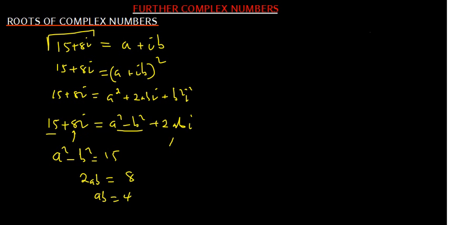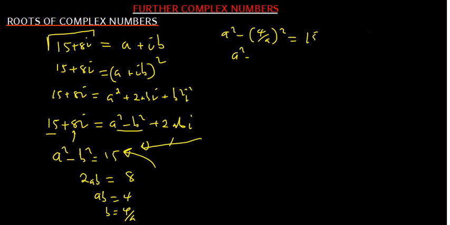To remain with the value for a, let's make b the subject of the formula. b is going to give us 4 over a. So in this function where there is b, we are going to put 4 over a. So that will be a squared minus (4 over a) squared, and that is going to be equal to 15. I've substituted, so this gives a squared minus 16 over a squared, and this is going to be equal to 15.